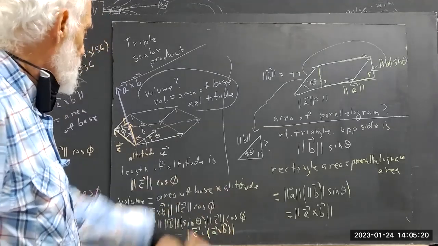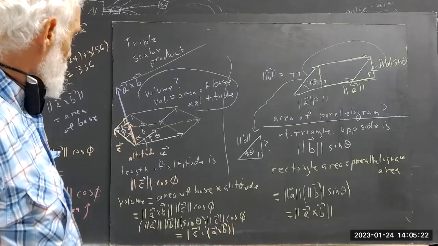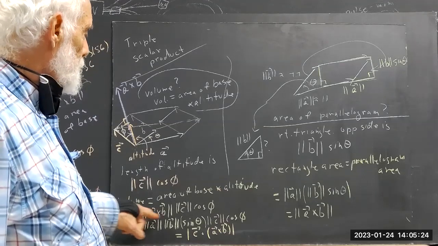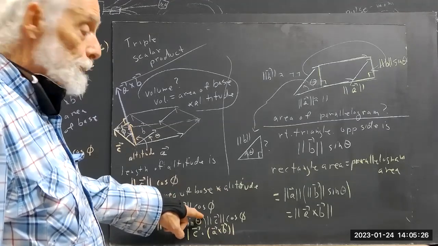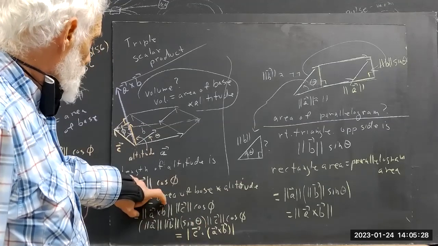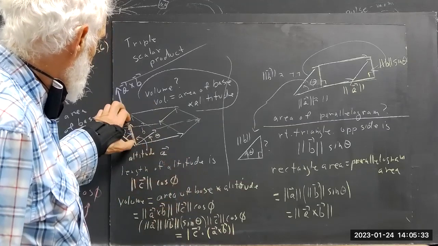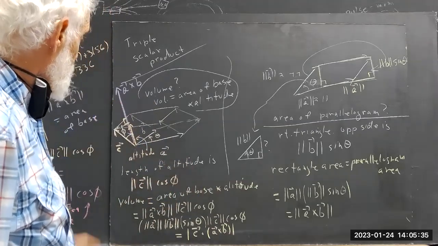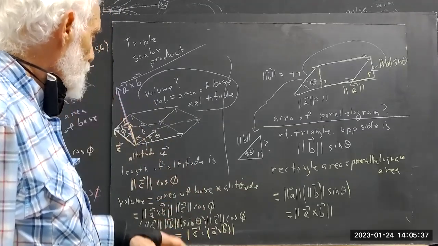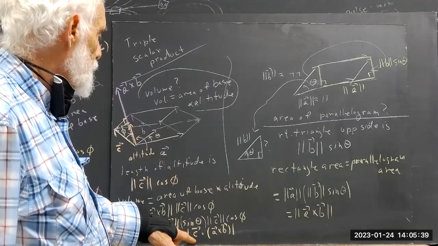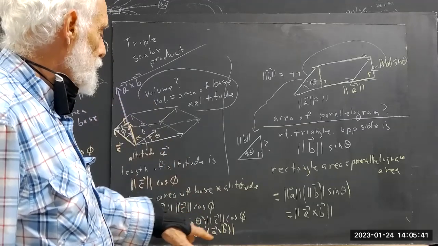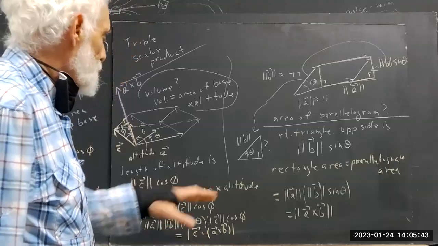So the volume is the area of the base times the altitude. Well, it's then the magnitude of A cross B times the magnitude of C times the cosine of phi. Magnitude of A cross B is the area of the base. Magnitude of C cosine phi is your altitude. You multiply all that out, and then we say that's the absolute value of the dot product of C with the A cross B vector.